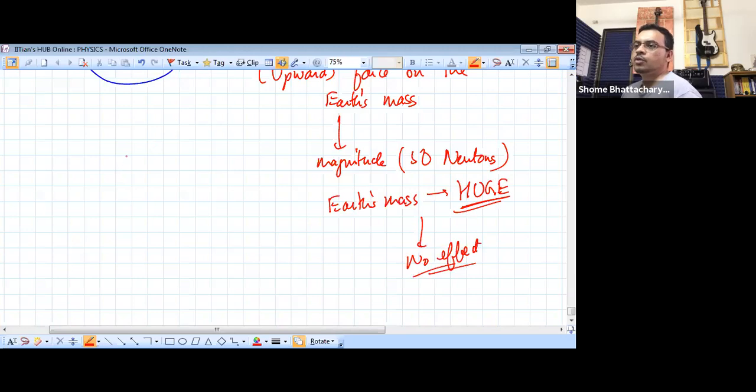So that's why if you drop an object from above the Earth's surface, the object comes down with g, but you don't see the Earth going up with acceleration. You don't see the Earth going up. That acceleration is zero because the mass of the Earth is tending to infinity.